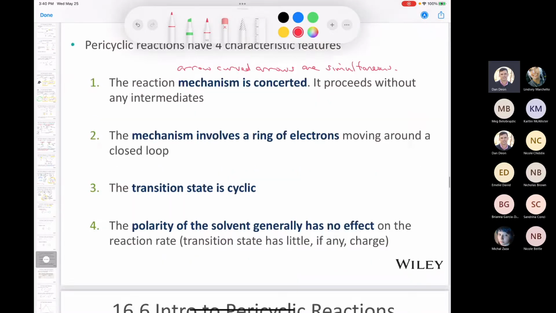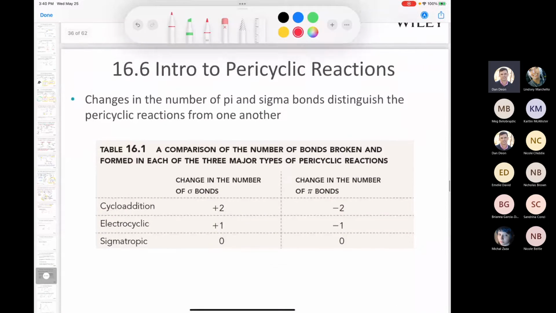It's not ionic. Well, what I was trying to get at when I was talking about cycloaddition reactions is that you end up gaining two sigma bonds, but you lose two pi bonds, okay? Whereas in an electrocyclic reaction, you gain a sigma bond and you lose a pi bond, and then in a sigmatropic rearrangement, you get no change in the number of sigma or pi bonds. But again, what we're going to focus on in this chapter is going to be the cycloaddition reactions, where you gain 2 sigma bonds and you lose 2 pi bonds.